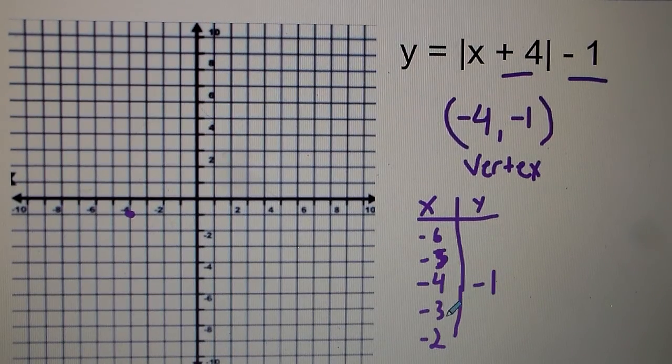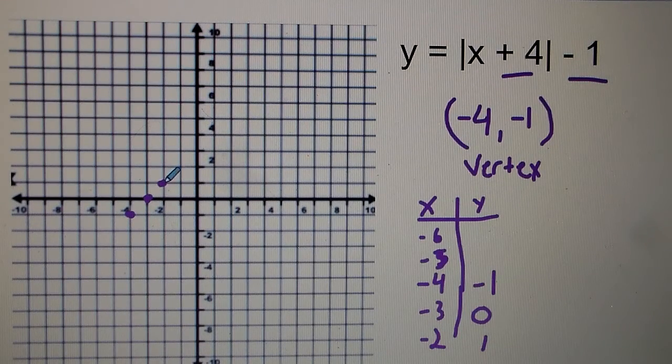Alright, so then we plug in negative 3, so negative 3 plus 4 is 1. The absolute value of 1 is 1, so 1 minus 1 gets us 0. So at negative 3 it's going to be 0. So negative 3, 0, we plot that coordinate. Then we're going to plug in negative 2. Negative 2 plus 4 gets you 2. The absolute value of 2 is 2, minus 1 gets you a 1. So we plot a coordinate there.